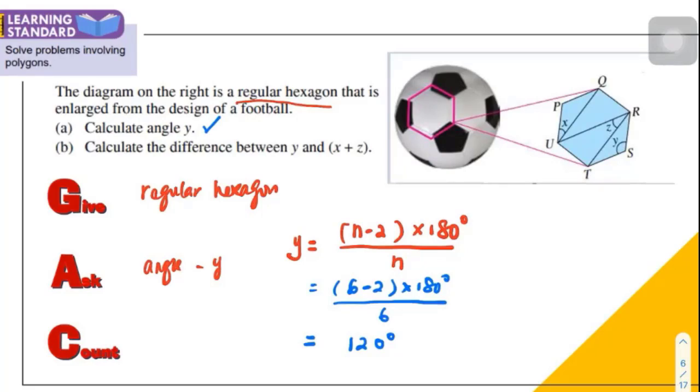For part B, they ask about what? Find the difference between y and x plus z. So y, you have got the angle of y there. So you need to find x and z in order to answer part B of the question. So what is the angle of z? How to get z?